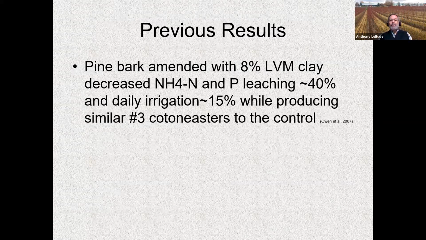Previously, though, Jim Owen, when he was at NC State, amended substrate with 8% of the low volatile, which uses the high temperatures. It decreased ammonium nitrate and phosphorus leaching by 40%, and daily irrigation by 15%, while producing the same size number 3 containers of cotoneaster. So what this is saying is, by adding just a little bit of this clay to production, it's possible to use less fertilizer and less water and get the same plant.